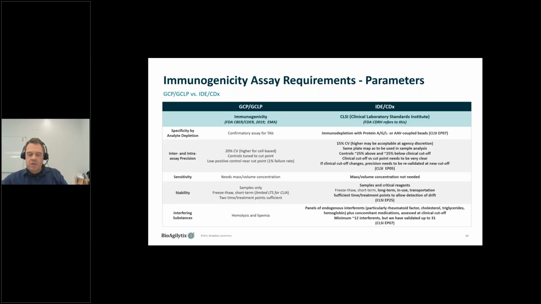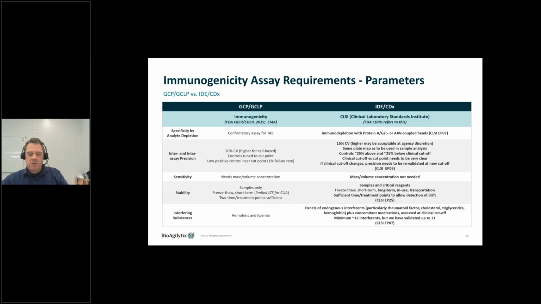And for immunogenicity, typically just a couple of freeze-thaw cycle numbers and time points are needed for freeze-thaw stability and short-term stability. Device regulations may require a series of freeze-thaw numbers and time points so that drift can be assessed. And then finally, device regulations may require transportation stability to demonstrate samples are stable during the ordinary shipment process.